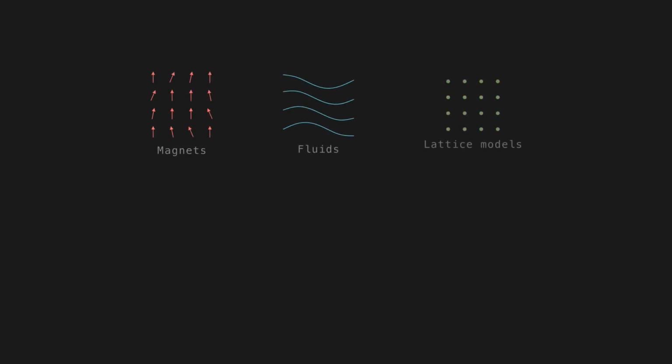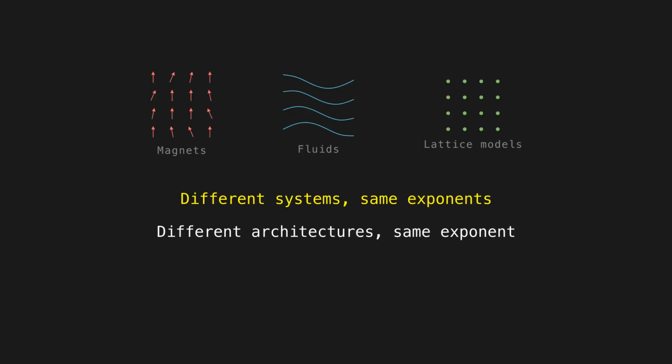The paper draws an analogy to universality classes in physics. Near phase transitions, very different physical systems, such as magnets, fluids, and lattice models, share the same critical exponents. What matters is the symmetry and dimensionality, not the microscopic details. Same idea here. Different architectures, same exponent, because what matters is the statistical structure of the data.